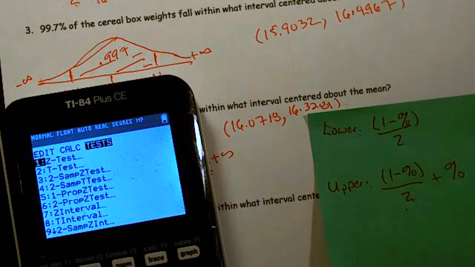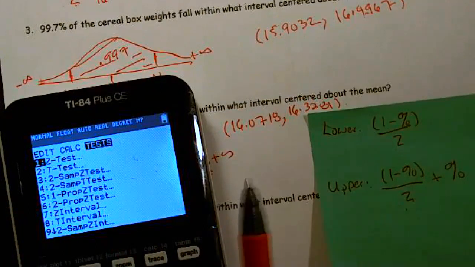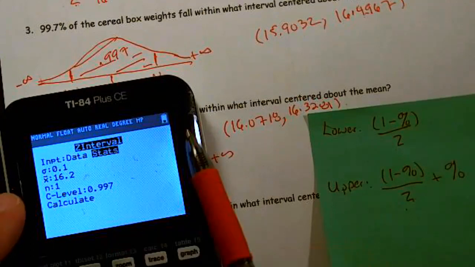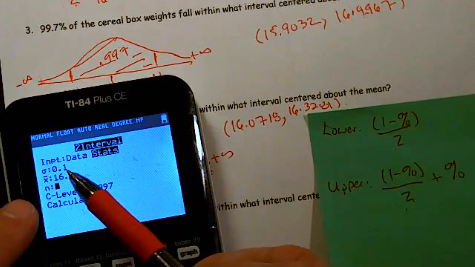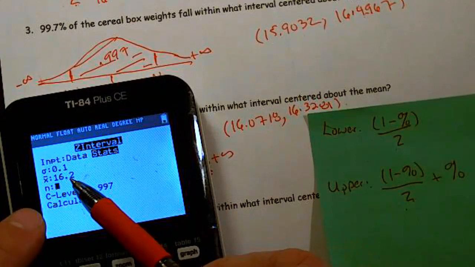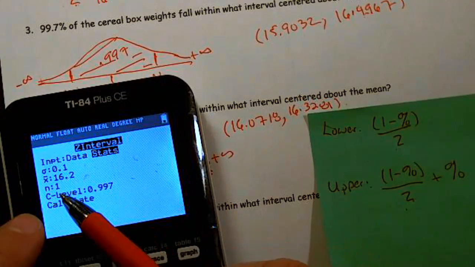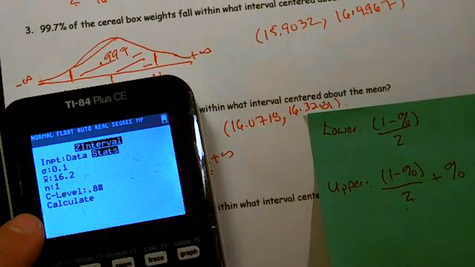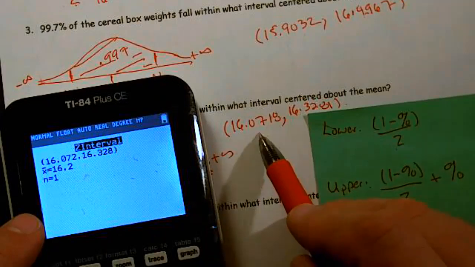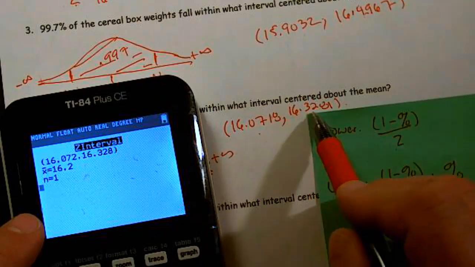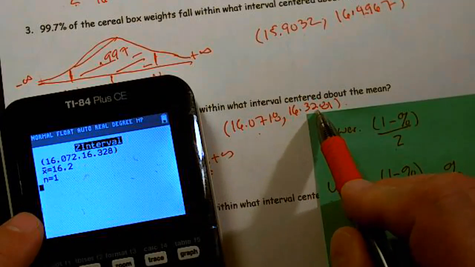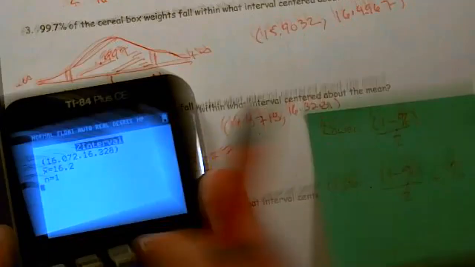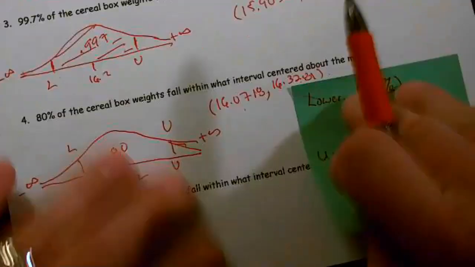So now let's try using the stat test. Stat test number 7. And our standard deviation is still 0.1. Our X bar is 16.2. They didn't tell me a sample size, so I have to use 1. And my confidence level is 0.80. And I get 16.072 and 16.32. Works out pretty good. Lastly, last problem.